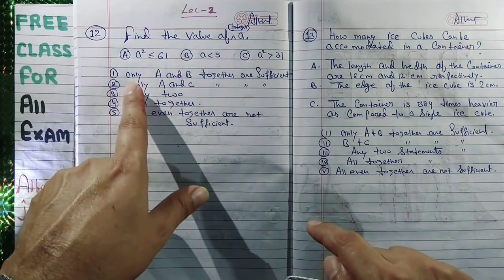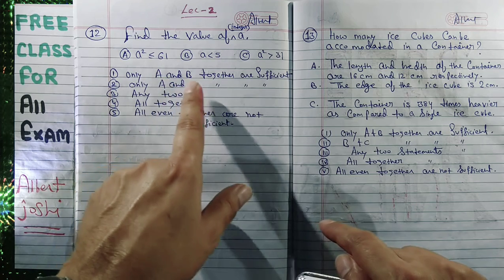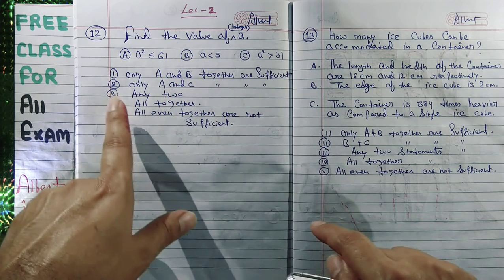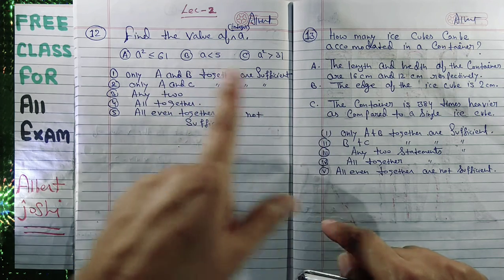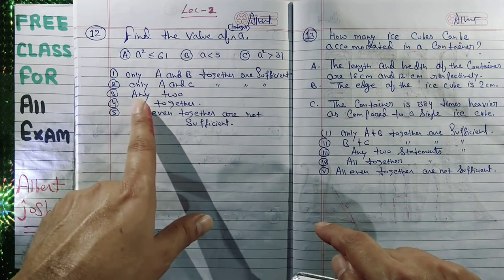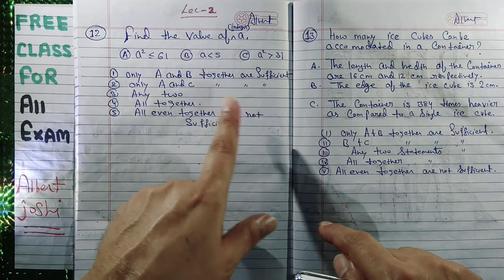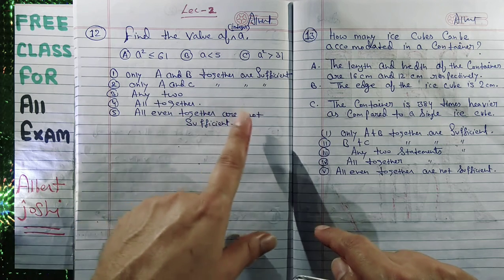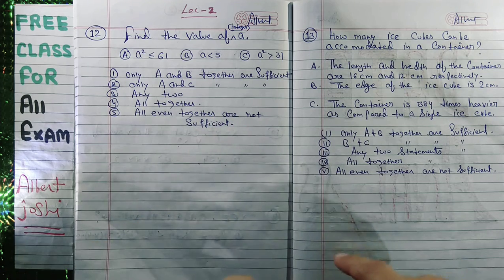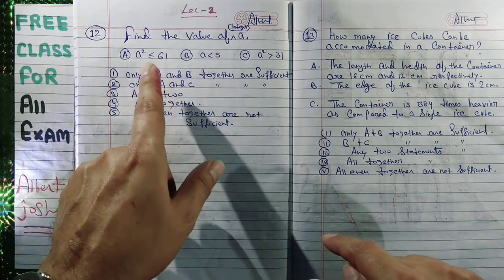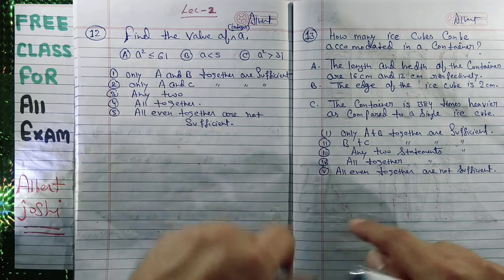The first option is: only a and b together are sufficient. The second one is: only a and c together are sufficient. Then any two are sufficient, all together are sufficient, or even all together are not sufficient. So at first you have to understand what this is.